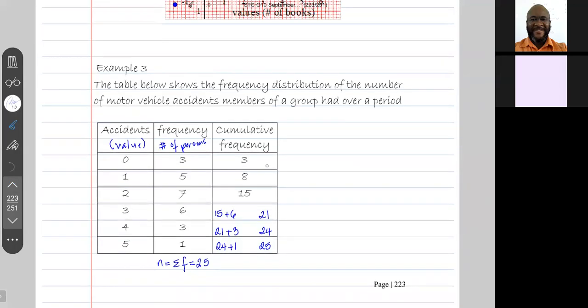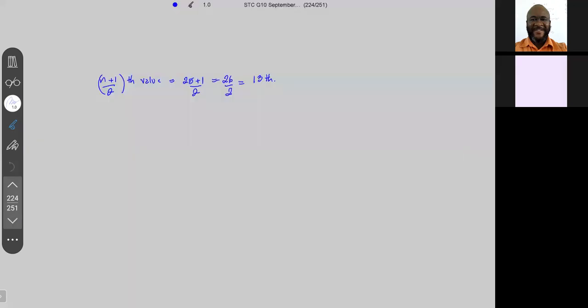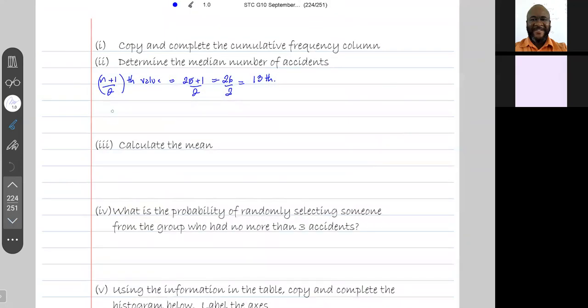The first 3 values are 0. The 4th to the 8th value is 1. The 9th to the 15th value is 2, and the median is the 13th value. It means therefore that the median, Q2, which is the 13th value, is 2 accidents.